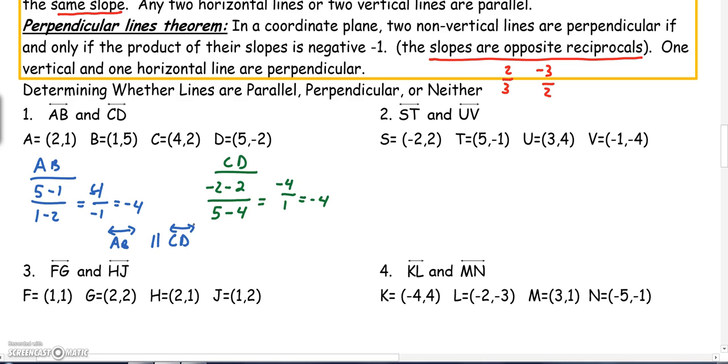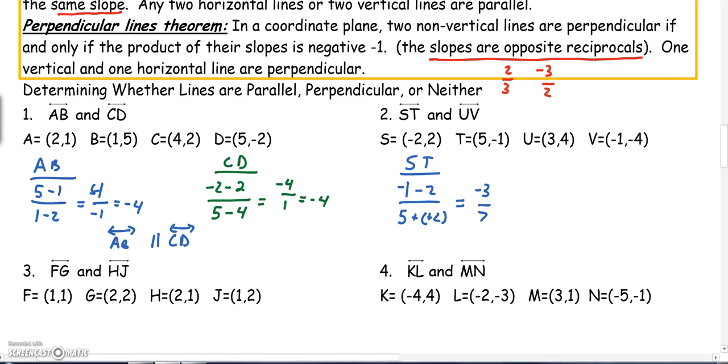Number 2, find the slope for ST and UV. So first we have ST. I'm going to do -1 minus 2 and 5 minus -2, which really turns into +2. So we have -3 over 7.